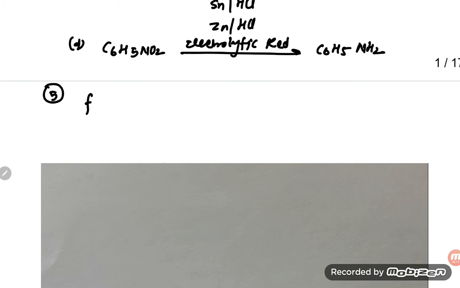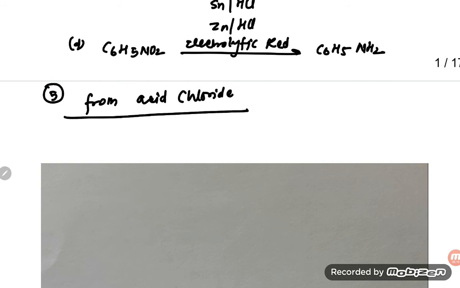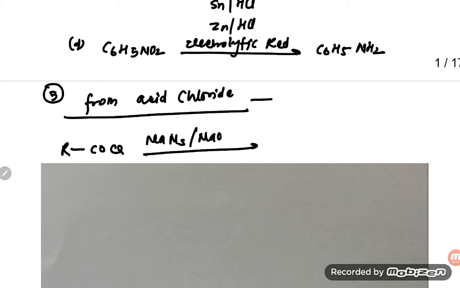The fifth method is from acid chloride. We are going to understand that amines can be prepared from acid chloride also. So let us see, students. RCOCl is there, and you are treating it with NaN3, sodium azide, and sodium hydroxide. So it will give what, students? It will give RNH2. This is known as the Curtius reaction. This is the first point.